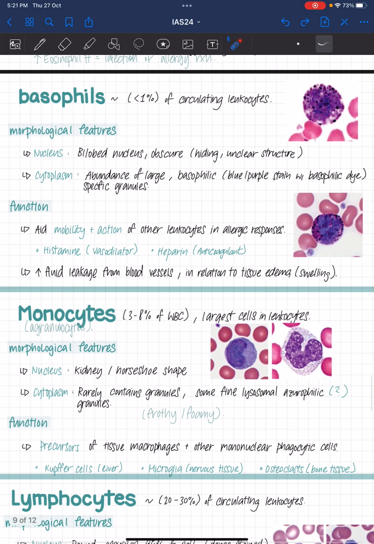Their function is to aid the mobility and the action of other leukocytes during an allergic response. And their basophilic stained granules release histamine, which is a vasodilator. It opens up the blood vessels, and heparin, which is an anticoagulant.